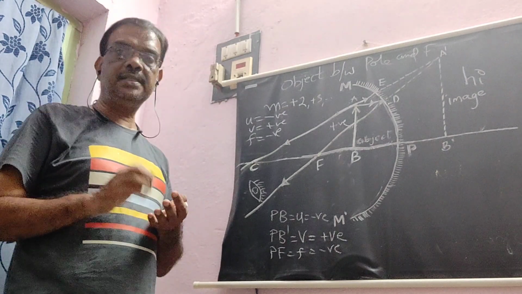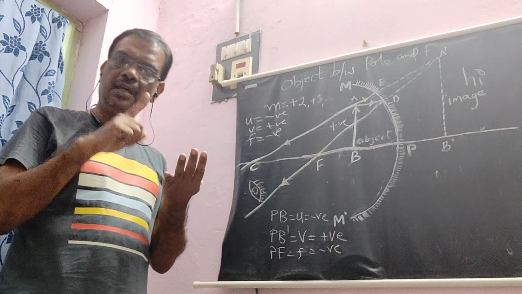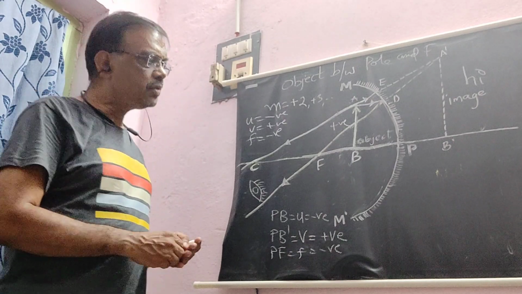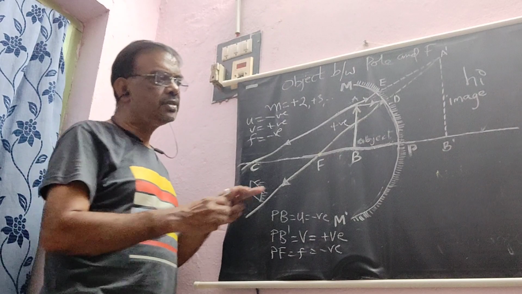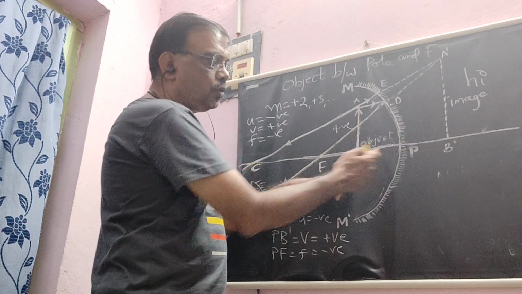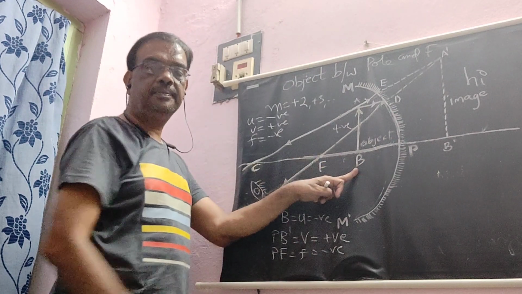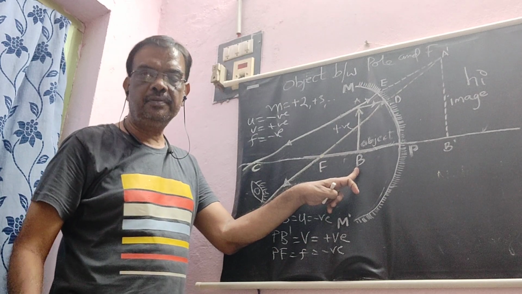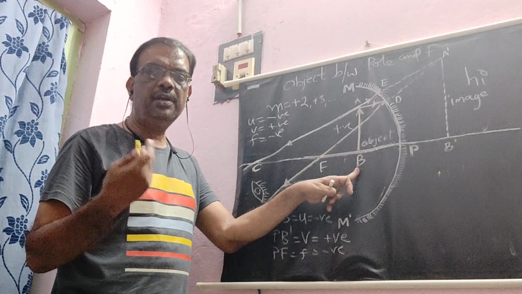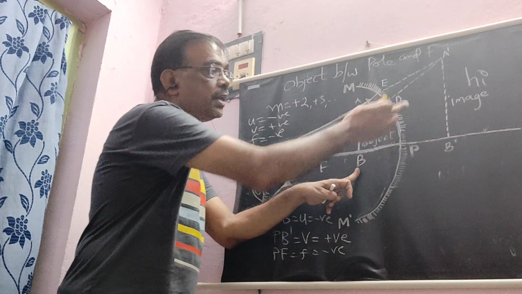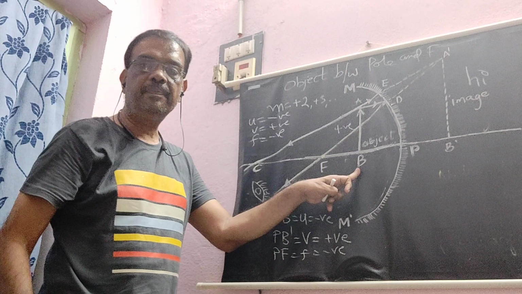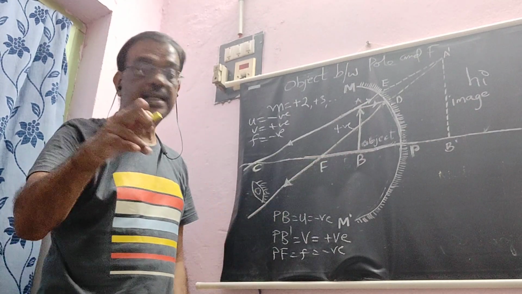Now, we will apply Cartesian sign convention for object distance, image distance, focal length, height of the image and height of the object. As you can see, first object distance. What is object distance? Distance measured from pole to object. AB is the height of the object, so from pole to B is object distance. Is it negative or positive? It lies in front of the mirror. Any horizontal distance lying in front of the mirror, we are measuring opposite to the direction of incident ray. So object distance in front of the mirror is negative.